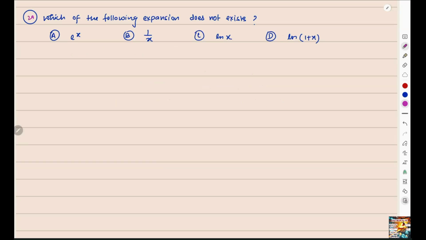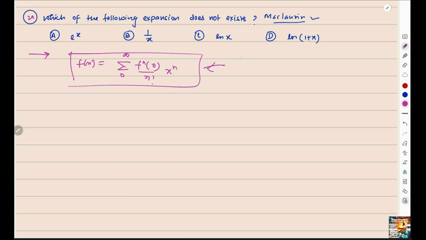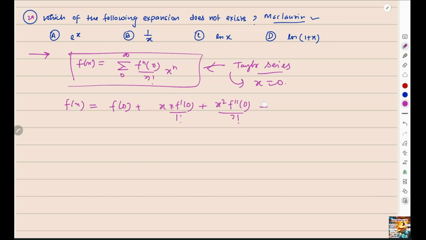Which of the following expansions does not exist using Maclaurin series? According to the Maclaurin relation, we have f(x) equals summation n from 0 to infinity of f^n(0) by n factorial times x to the power n. So this is the special case of Taylor series where we have the expansion about x equals 0. For this case the expansion would look like f(x) equals f(0) plus x into f dash of 0 by 1 factorial plus x square into f double dash 0 by 2 factorial plus x cube into f triple dash 0 by 3 factorial and it goes on.